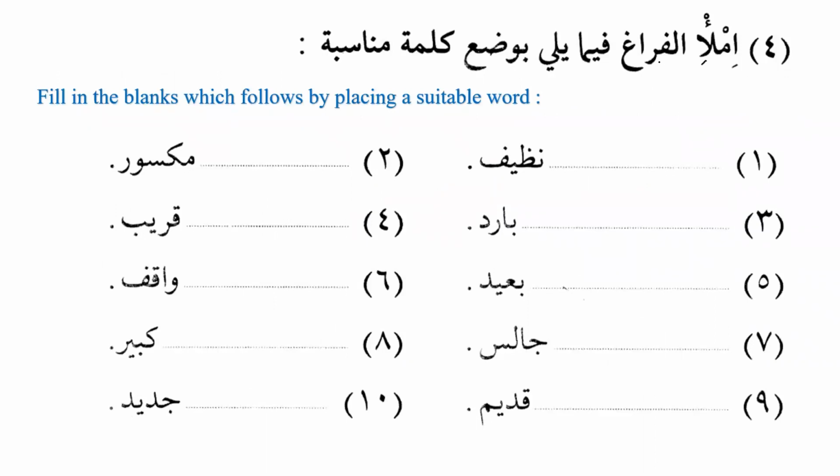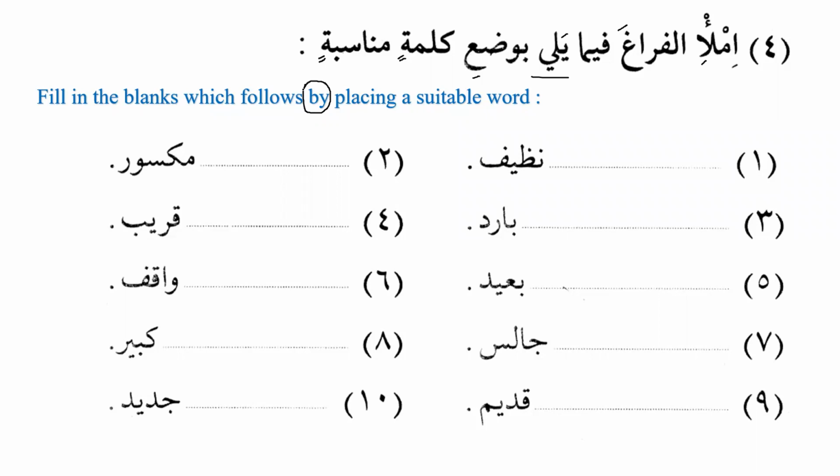Okay, now again, we can see over here that we have to connect imla. And when we connect it, it will be imla il-faragha fima yali biwad'i. And now we have to put kasratain over here, biwad'i kalimatin munasibatin, because it's a common noun. So we put kasratain over there. Biwad'i kalimatin munasibatin. Fill in the blanks, which follows. So imla means fill. Al-faragha, the blanks. Fima, which. Yali means follow. Biwad'i, by placing. Ba, here it is translated as by.